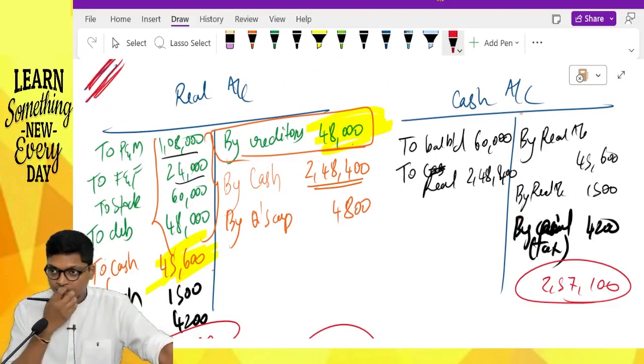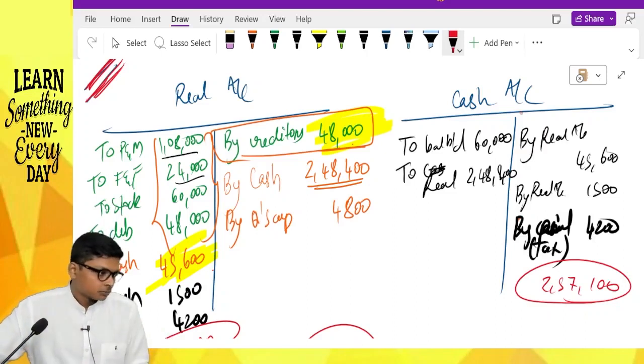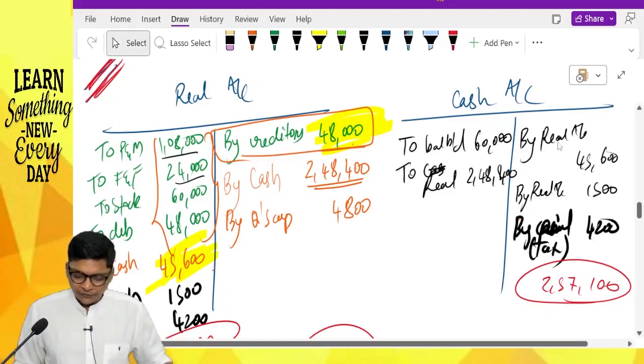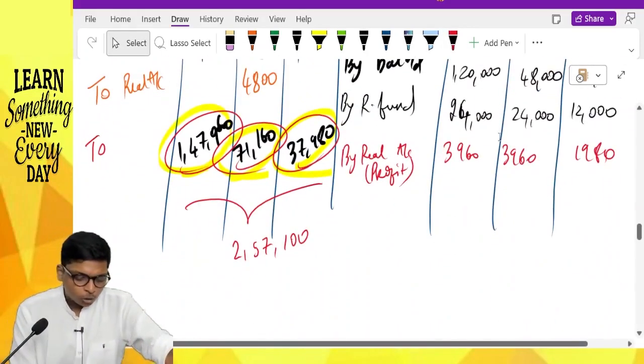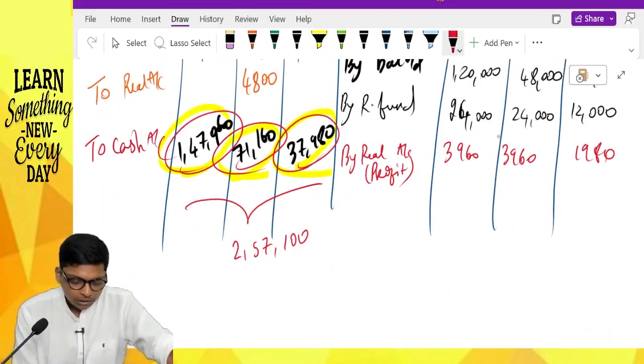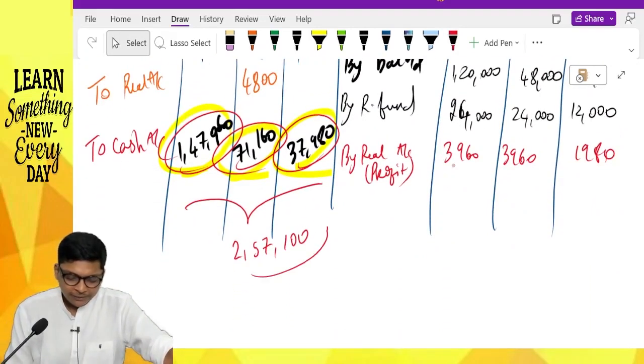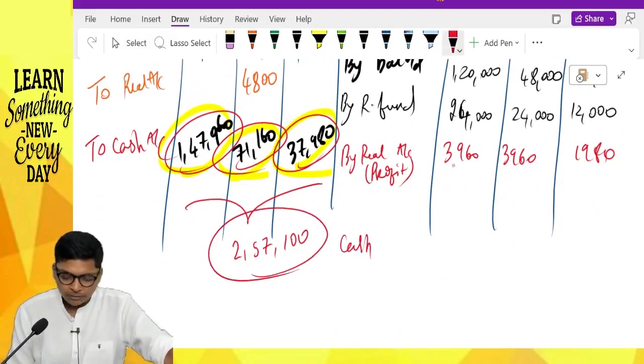Do it guys. Do it. 257. Sum is over. That's it. 257,100. Come here and write down. To cash account. Other sum. Don't write balance carried forward and all. To cash account, 257,100. This is my closing balance in cash.